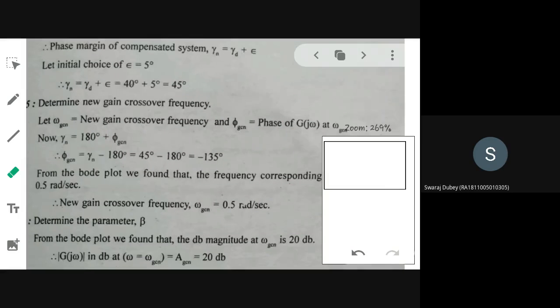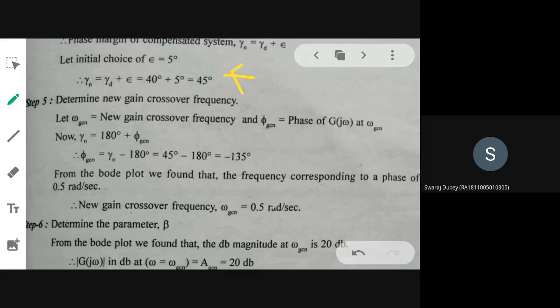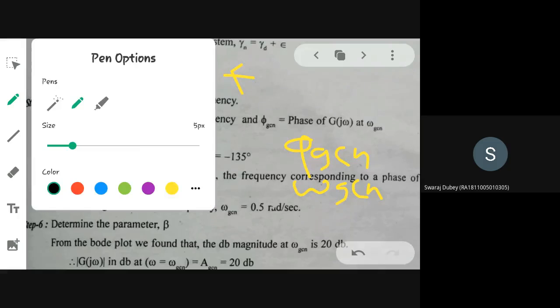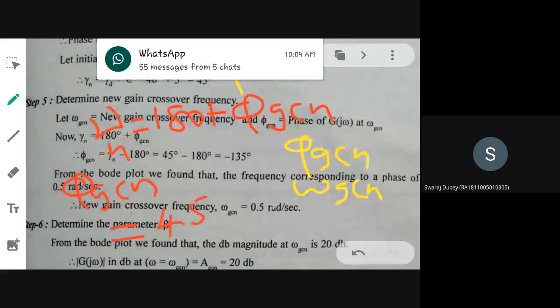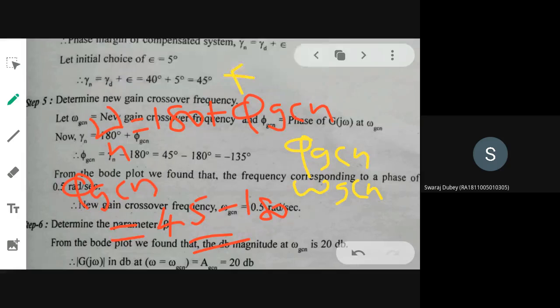Next, we move on to step number 4. For the value that you have chosen, you need to determine phi GCN and then omega GCN. What will be the formula? Tell me. Gamma is given by the general formula 180 plus phi GCN. This is a new value for the compensated system that you are trying to find. Gamma n is chosen to be 45, so phi GCN is 45 minus 180. What is the value for phi GCN? Minus 135.